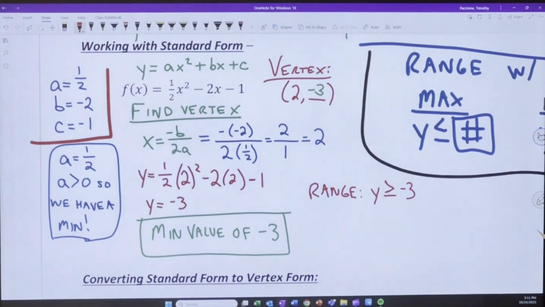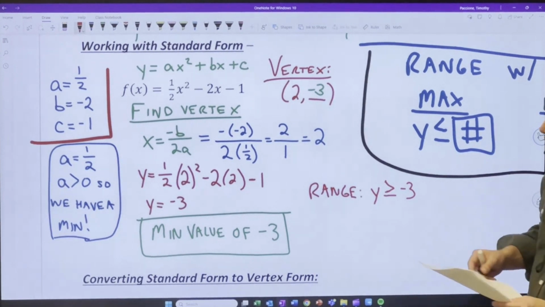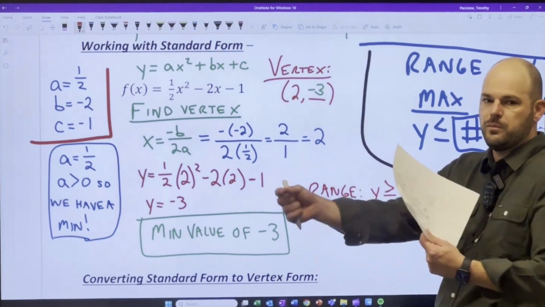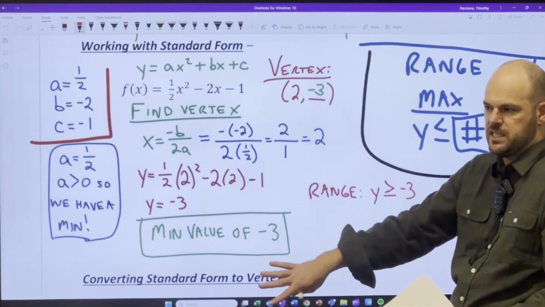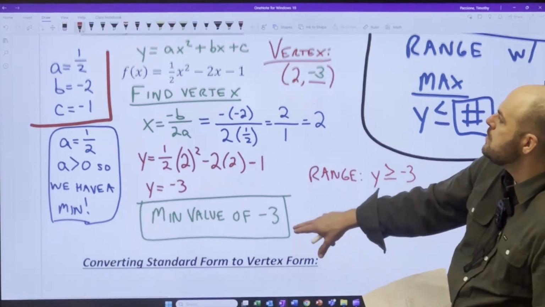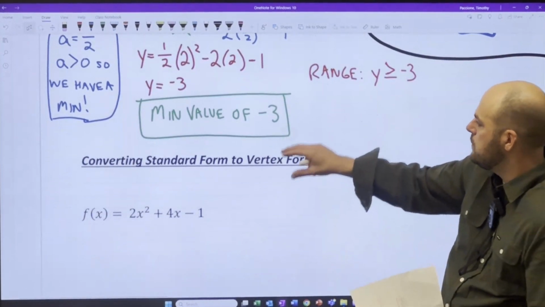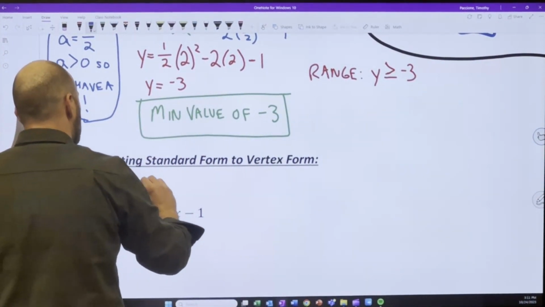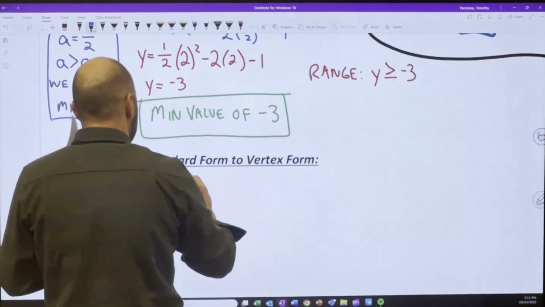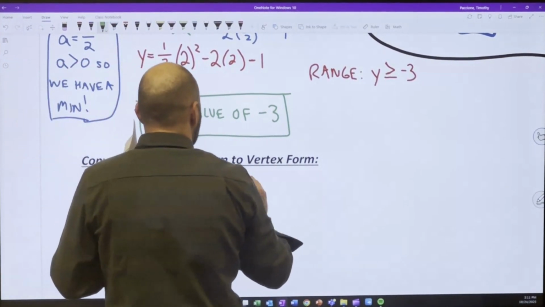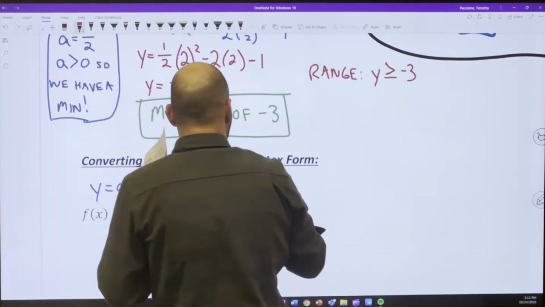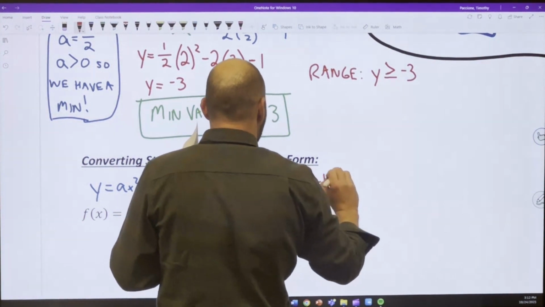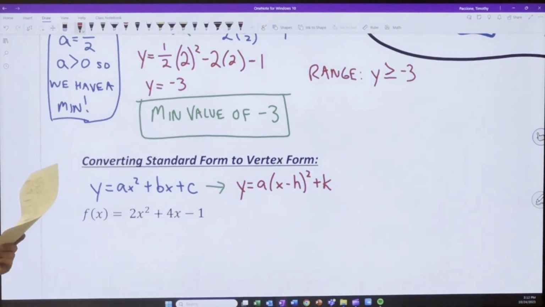Okay. So there's one other thing we're going to do before we go. Last class we talked about converting vertex to standard. We want to be able to convert standard to vertex as well. So we're going to kind of sneak this into this lesson. Okay? So that looks like this. All right, so we're going to go from y equals ax squared plus bx plus c, and we're trying to get to y equals a times x minus h squared plus k. Okay? So we're going from there to there this time.